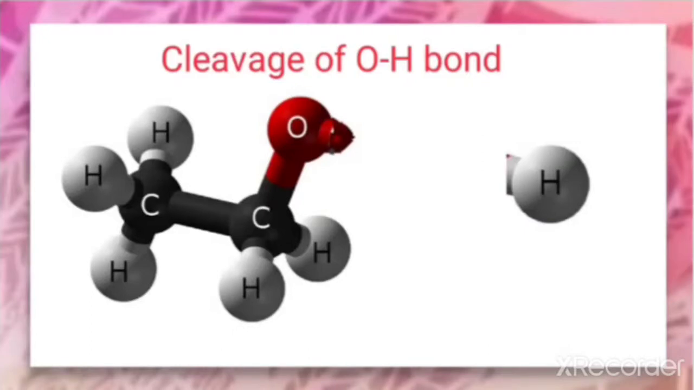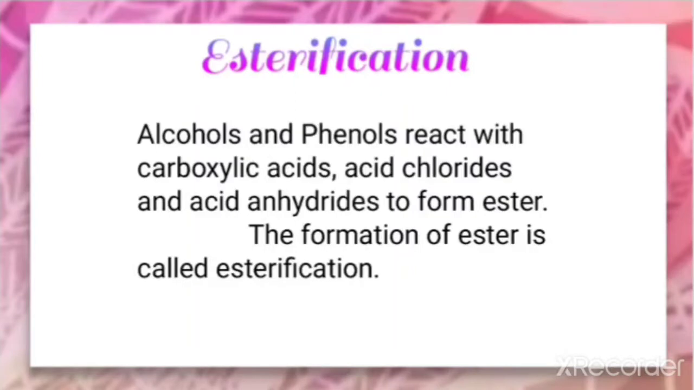So first of all, what is an esterification? It is a process of formation of ester. What is an ester? It is an organic compound which has a fruity smell. Let us define esterification. Alcohols and phenols react with carboxylic acid, acid chlorides, and acid anhydrides to form ester. The formation of ester is called esterification.